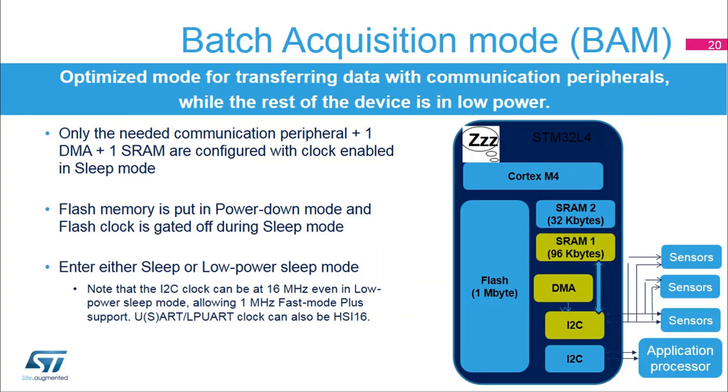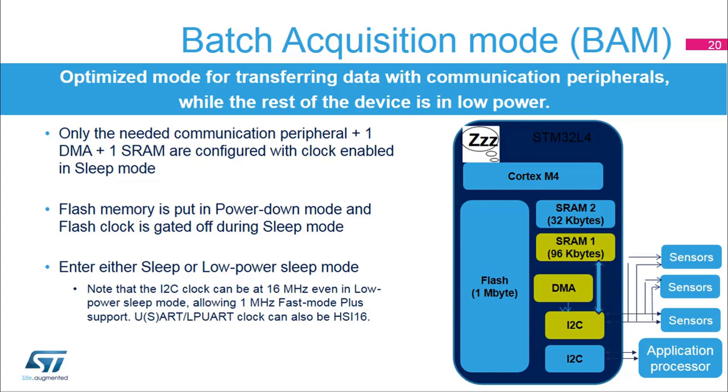Batch acquisition mode is an optimized mode for transferring data. Only the needed communication peripheral plus one DMA plus SRAM 1 or SRAM 2 are configured with clock enable in sleep mode. Flash memory is put in power down mode and the flash memory clock is gated off during sleep mode.